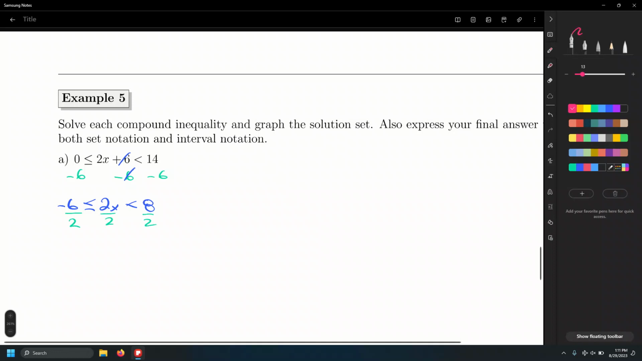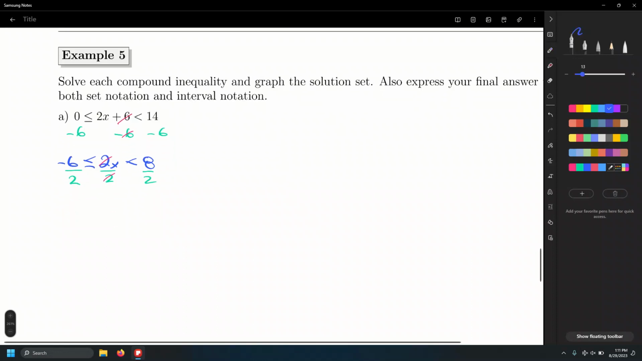Right, divide both sides by 2, and that actually cancels the 2's right here, and we just divide to get x. Negative 6 over 2, that's negative 3. 8 over 2 equals 4. All right, and that's the kind of inequality that you are familiar with already.